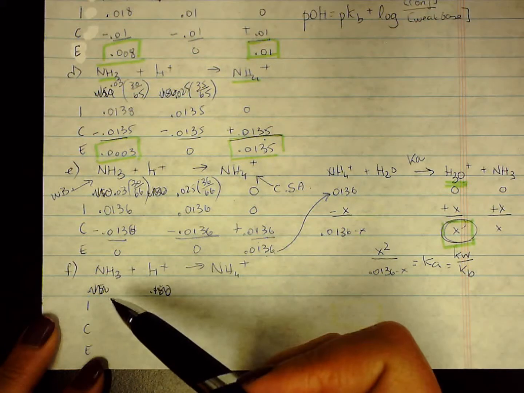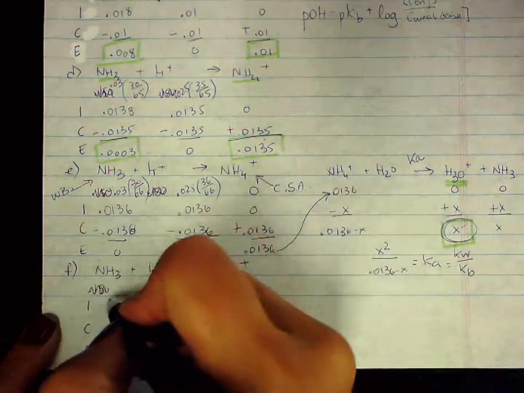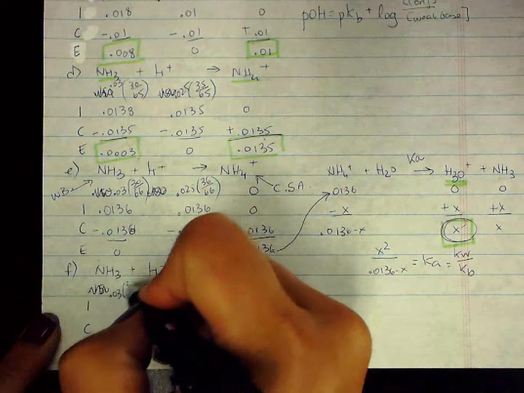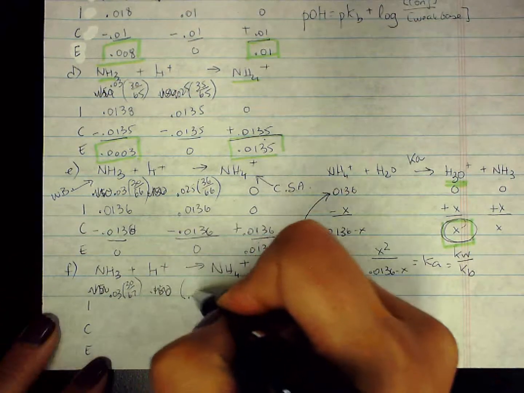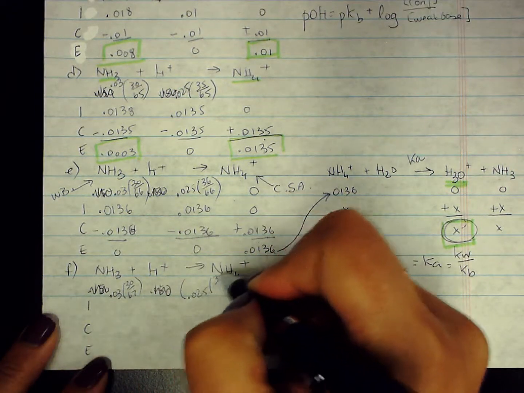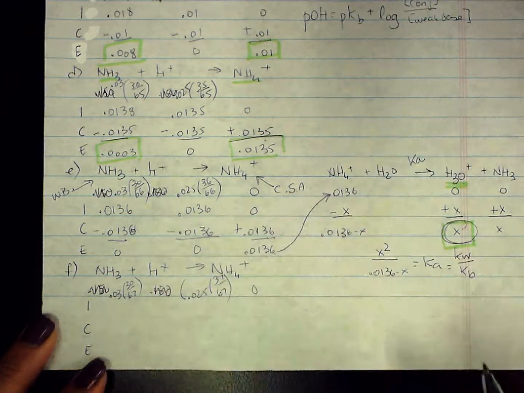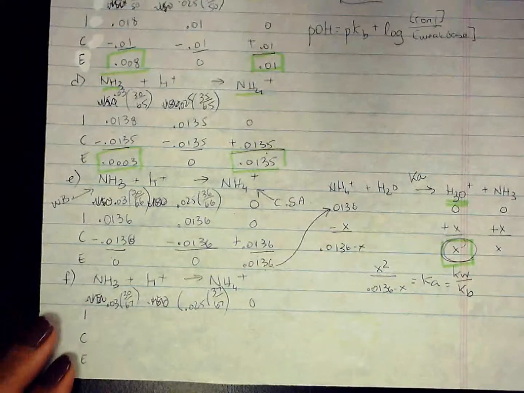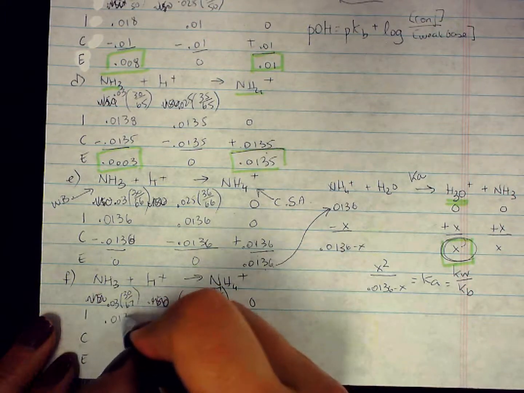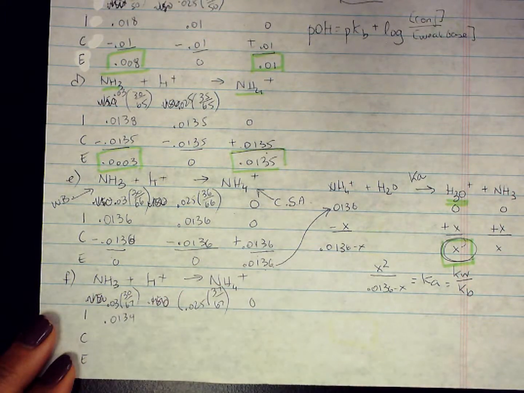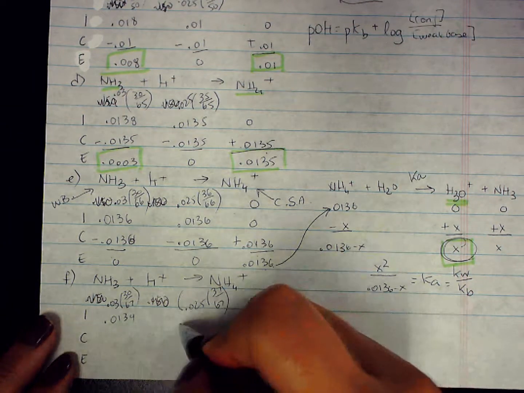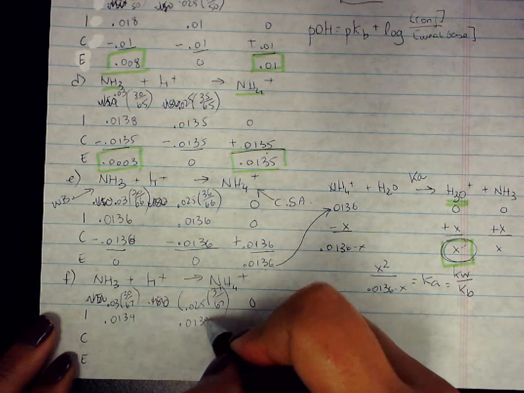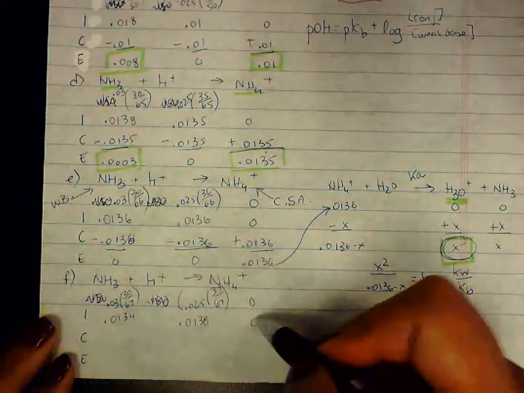Alright, let's take a look at part F. For part F, they're adding 37 milliliters of acid, so it's going to be 0.03 times 30 over 67. This is going to be 0.025 times 37 over 67, and there's no ammonium present initially. Alright, so I'm smelling another one of these two RICE chart type questions. So this is 0.0134 for ammonia initially, 0.0138 for hydrogen ion initially, and 0 ammonium initially.